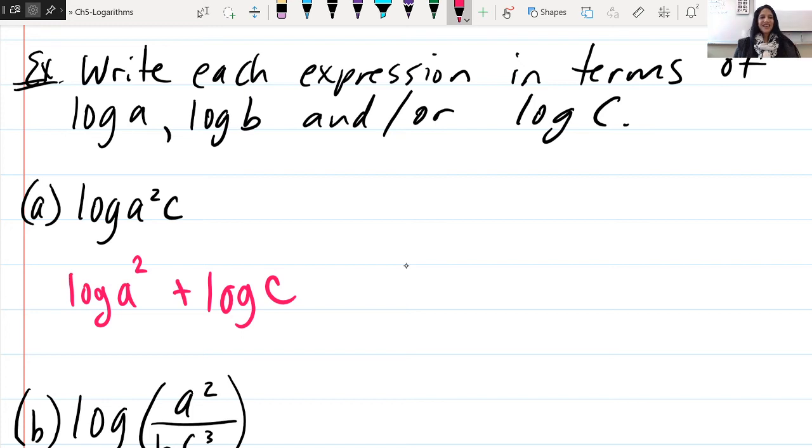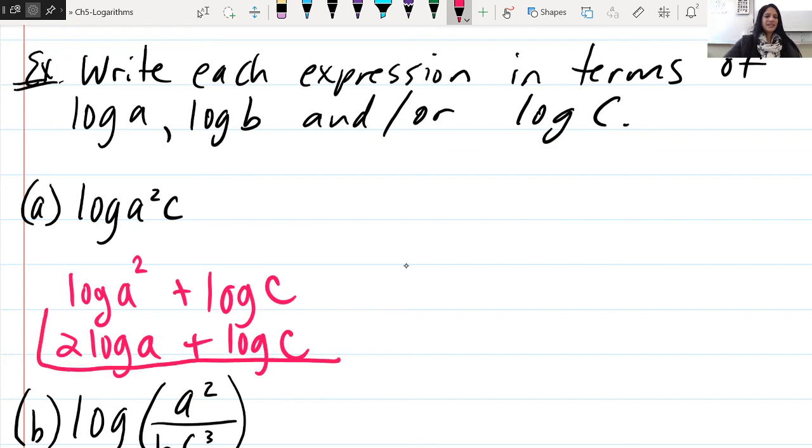Good. And then if it's asking us to write it in terms of just log a, we can take it a step further. What could we change this to? Good. 2 log a plus log c. So in a sense, this is like expanded form when we're looking at logarithms. When we're simplifying, we try to shrink it down to a single logarithm, and in expanded form, we're basically spreading this out to get separate logarithms. So far, so good?